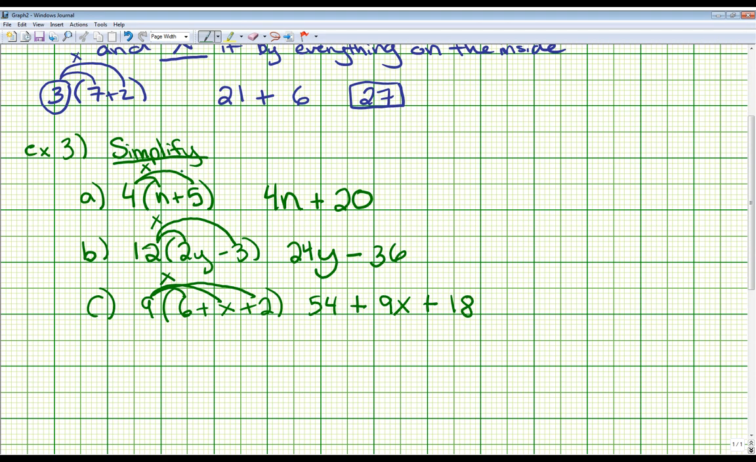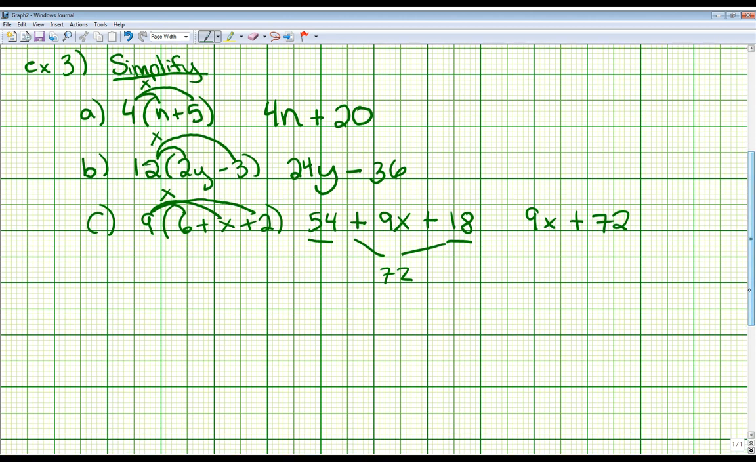Now remember, my question says simplify. So if I look at this expression, there's a 54 here and an 18 here, and both of those numbers don't have letters on them. So I can actually take those and combine those two together. And if I take 54 and I add 18 to it, I end up with 72. So I can rewrite this as 9x plus 72 because I combined the 18 and the 54 to become 72. I can't put 9x with the 72 because that one has an x on it. So 9x plus 72 would be my most simplified version.